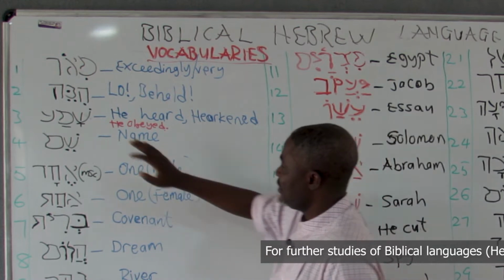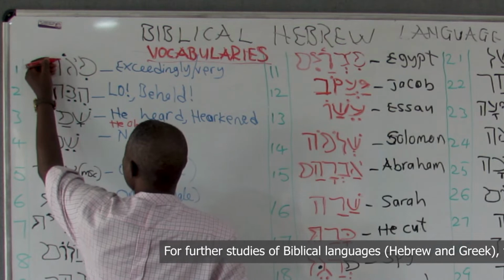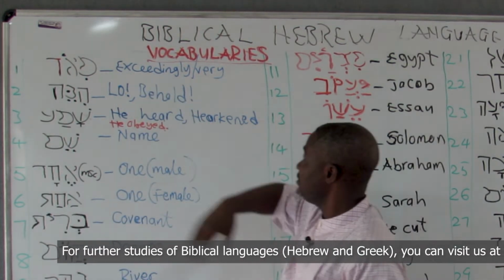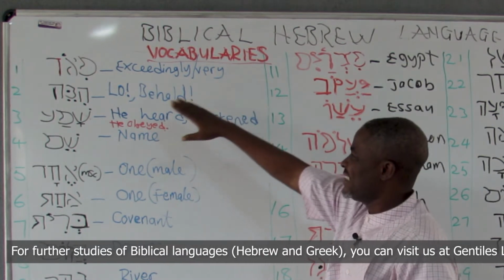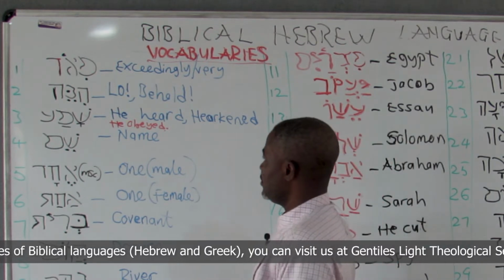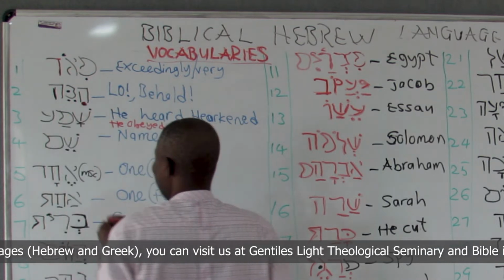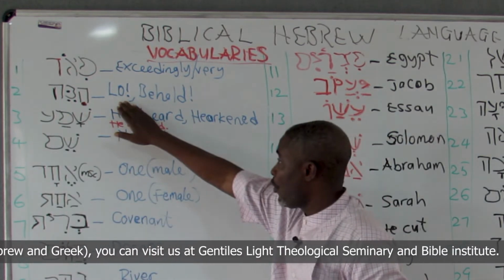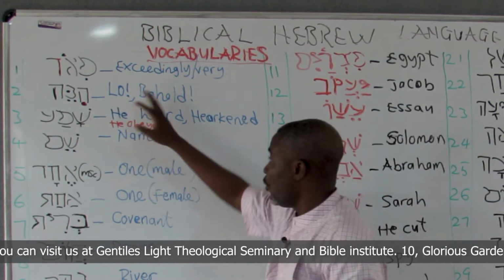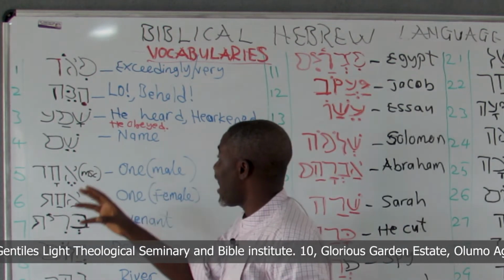The first thing we have here is meod, which means exceedingly or very. Then we have hineh, which is lo or behold. Then we have shama.